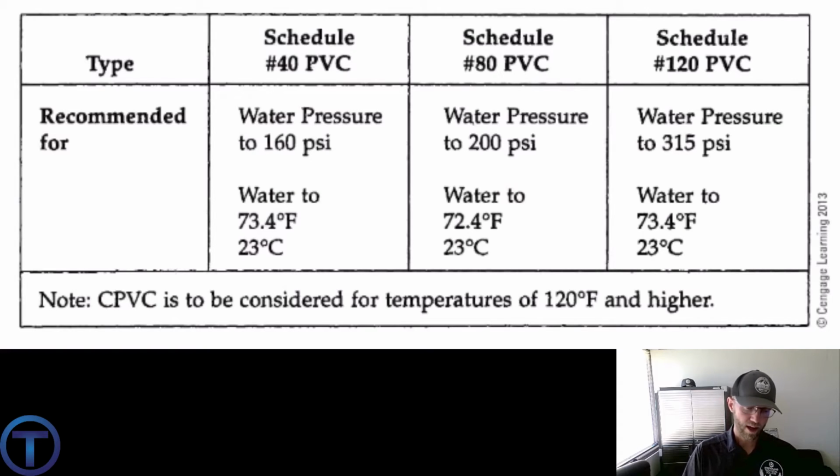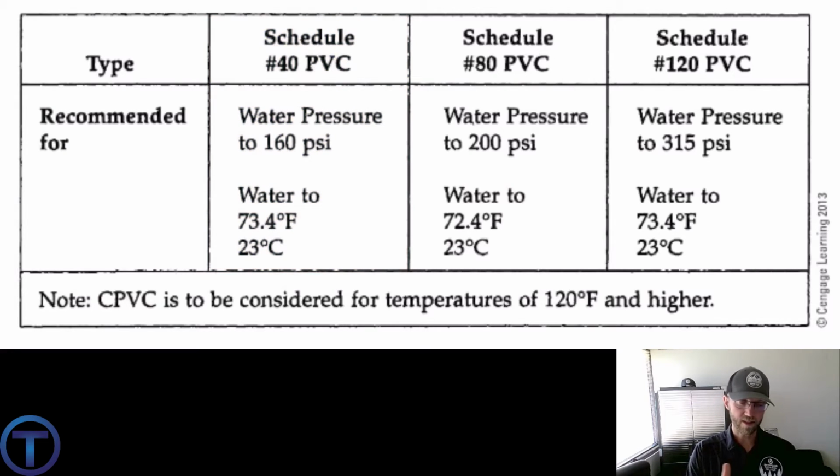And if you look at that, we have across the top the different schedules: schedule 40 PVC, schedule 80 PVC, schedule 120 PVC. And then below those in the columns we have listed their pressure ratings. So we can see with schedule 40 PVC, the water pressure maximum is 160 psi. Now we're looking at temperature, right? 73.4 degrees Fahrenheit. So what that's saying is if your water is up to 73 degrees in temperature, the pipe can hold up to 160 psi.